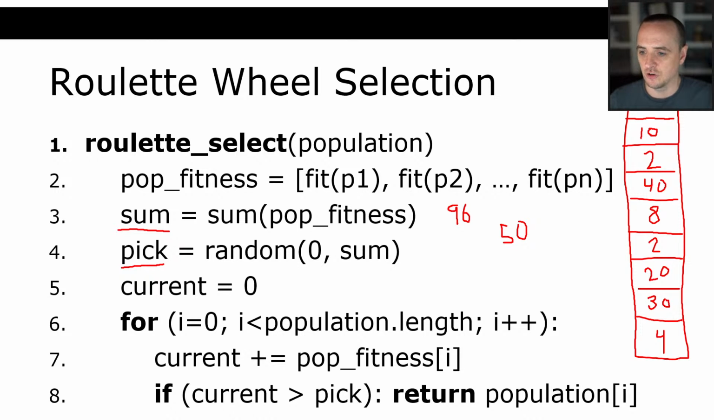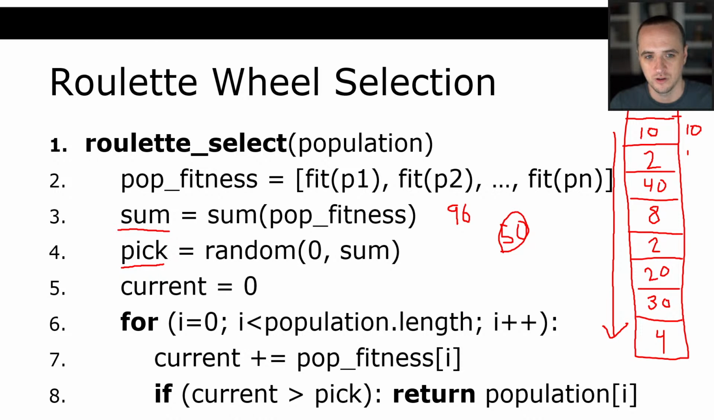And what the rest of this algorithm does is the following, and I'll show you visually before I get into the algorithm. So we're going to have a current sum. That current sum initially is going to be 0. So what I do is I go down my population like this. I start at the first one and I go down. I add the number to the current sum. So my current sum is 10. And I say, is 10 greater than the number that I picked, which is 50? If it is, that is the individual that I'm going to choose for selection. So here 10 is not greater than 50, so I skip it.